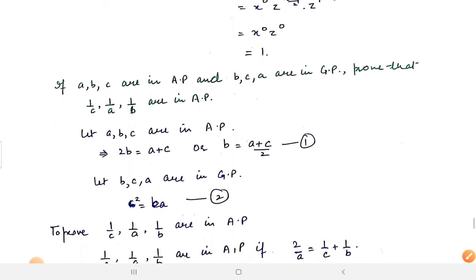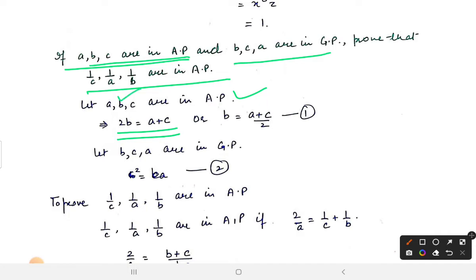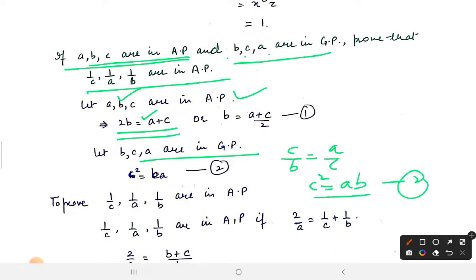Next question: if a, b, c are in AP, and b, c, a are in GP, then prove that 1 by a, 1 by b, 1 by c are in AP. If a, b, c are in AP, then b is the mean of the extreme numbers, that is (a plus c) by 2 is equal to b, or you can say 2b is equal to a plus c. Take this as number 1. Again, b, c, a are in GP, so c upon b should be equal to a upon c. So c square is equal to ab, or you can say ba. Take this as number 2.